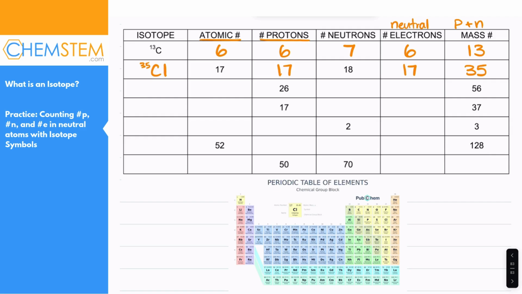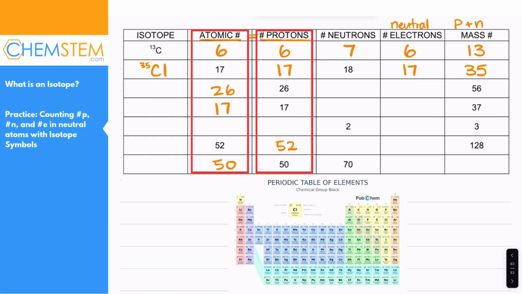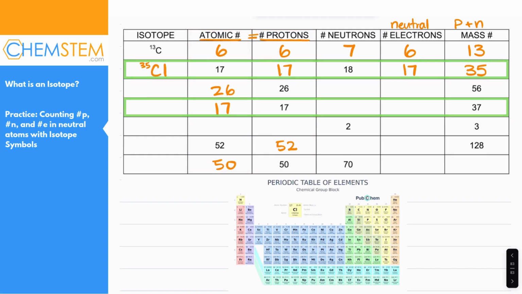So you can kind of go down this list if you get something like this in class and immediately just make sure that the atomic number and number of protons are the same. So 26, 26, 17, 17, 52, 52, and 50, 50, because again, these two are equal. Looks like we have another chlorine. So let's put Cl here, and let's see what's actually different about it.